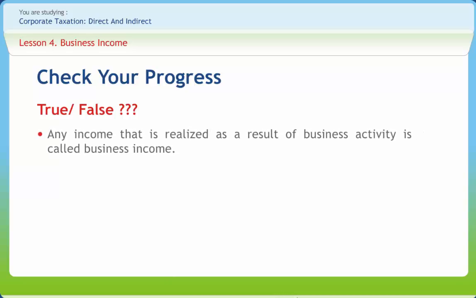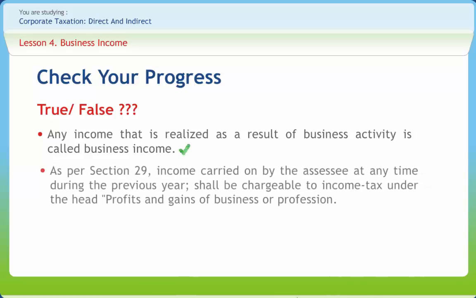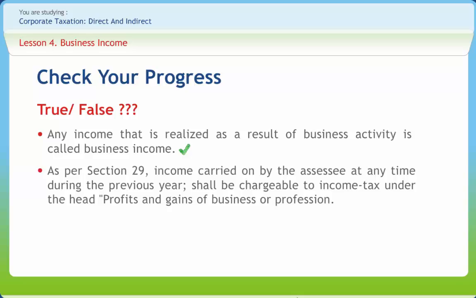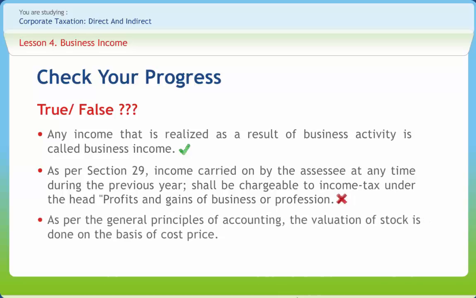Now let us check if we have understood the various concepts discussed in this lesson clearly. Any income that is realized as a result of business activity is called business income. Right or wrong? Right. As per Section 29, income carried on by the assessee at any time during the previous year shall be chargeable to income tax under the head Profits and Gains of Business or Profession. Right or wrong? Wrong. As per the general principles of accounting, the valuation of stock is done on the basis of cost or market price. Right or wrong? Right.